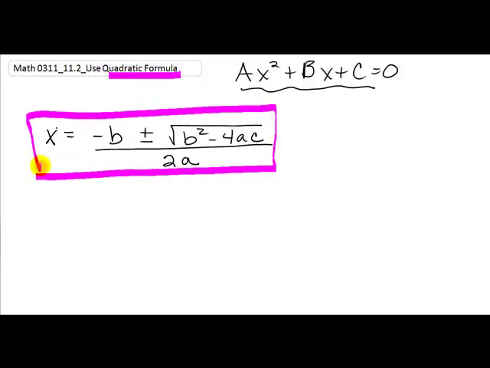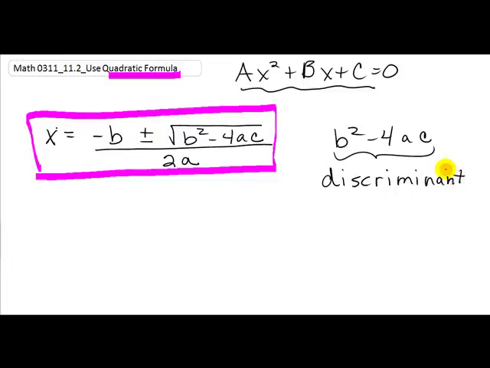This is the quadratic formula. So like I said at the end of the last video, you probably want to write this down on a card to keep it handy. The B squared minus 4AC is called the discriminant. And it helps you decide if you have the right amount and the right kind of answers.